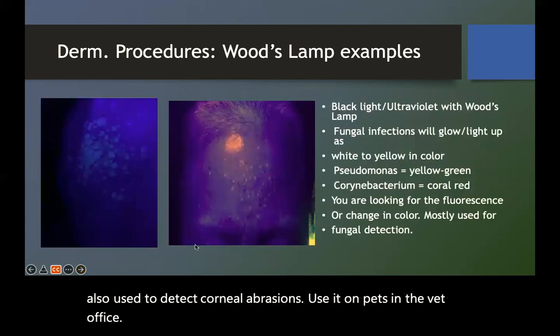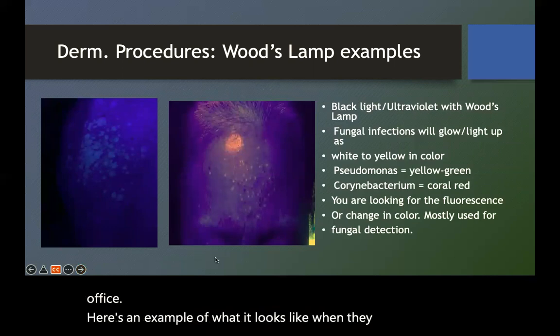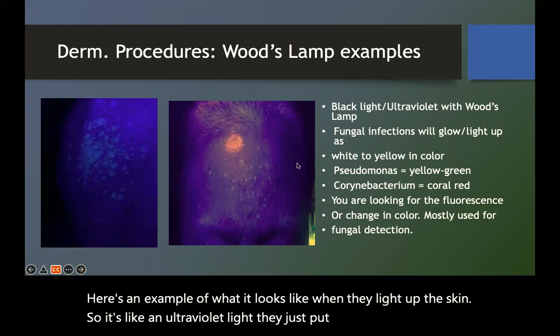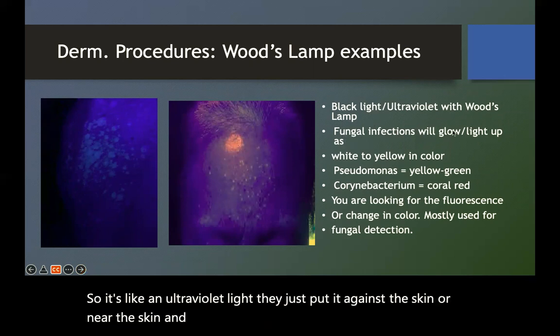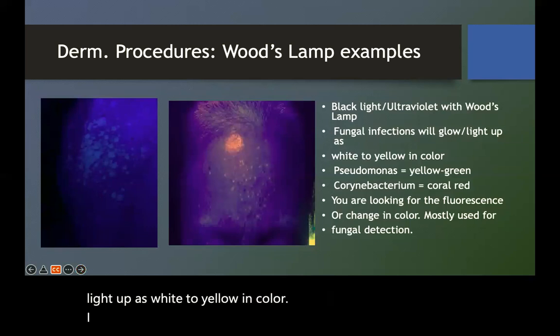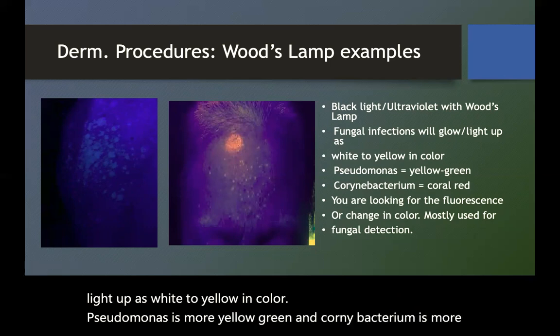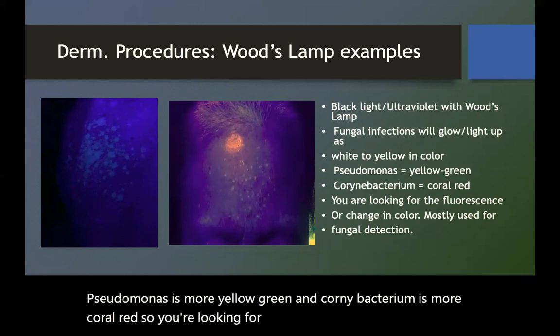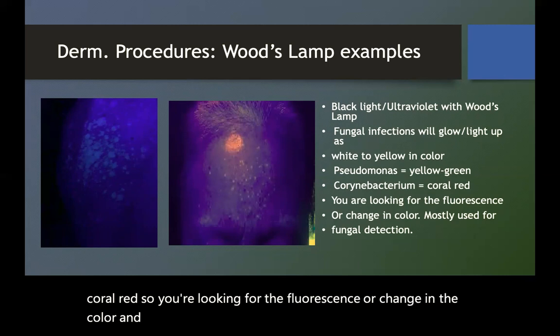So here's an example of what it looks like when they light up the skin. It's like an ultraviolet light. They just put it against the skin or near the skin and it lights up, and fungal infections will glow and light up as white to yellow in color. Pseudomonas is more yellow-green and Corynebacterium is more coral red. So you're looking for the fluorescence or change in the color, and it's mostly used for fungal detection. See right here, you can see that.